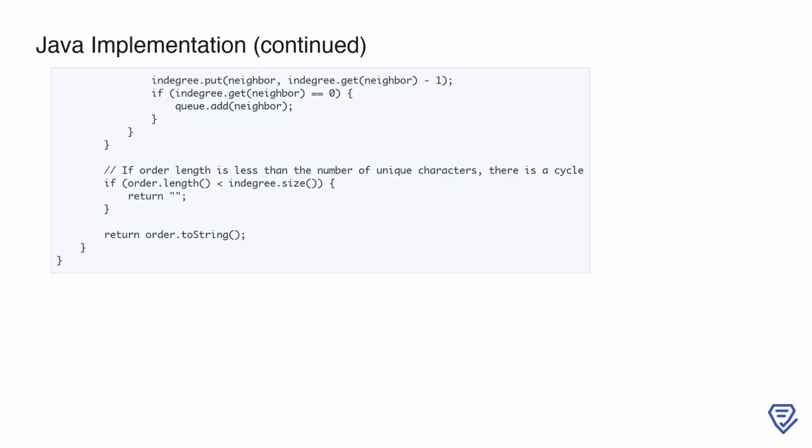After processing all characters, we check if the length of the resulting order matches the number of unique characters in the graph. If not, it indicates the presence of a cycle, meaning there's no valid ordering, and we return an empty string. Otherwise, we return the constructed order as the final result. This implementation ensures that we account for all valid dependencies and handle edge cases like cycles and prefix conditions effectively.